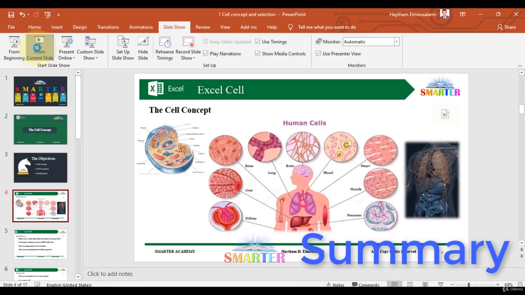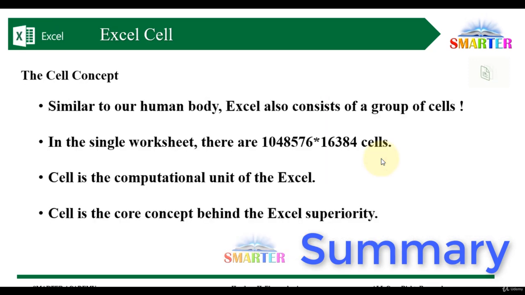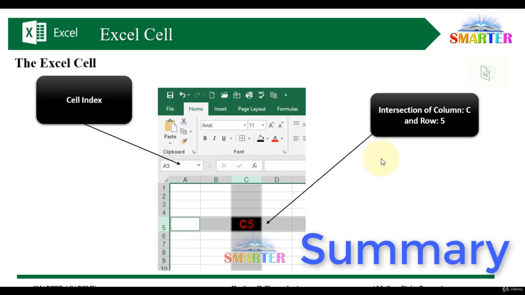Let's summarize this lecture. We have discussed that our body consists of a group of cells. Also, Microsoft Excel consists of a group of cells. Also, we have discussed the cell index, and the cell index consists of two terms, column index and row index. For example, C5 consists of C and 5. C is the column index and 5 is the row index. Also, a cell is just the intersection between a column and a row, and you can check its name from the name box.